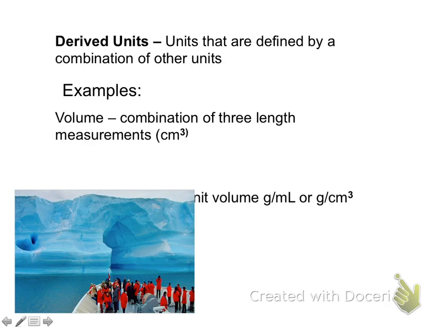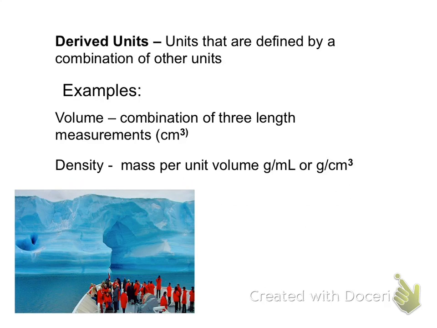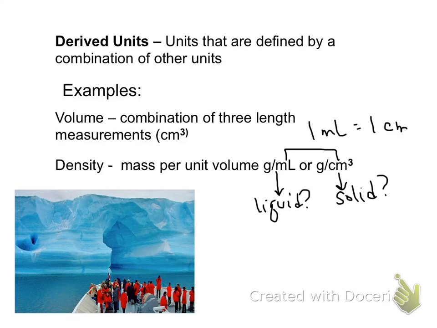Another example of a derived unit is density. So you can see density is defined by actually two different units, grams per milliliter and grams per cubic centimeter. So the density unit, in this case, is a combination of other units, and it's two different units. The grams per milliliter designation is most often used when the volume of whatever you're finding the density of is a liquid, and cubic centimeters might most commonly be used for a solid. But since milliliters and cubic centimeters are equal, it really doesn't matter which one you want to use.